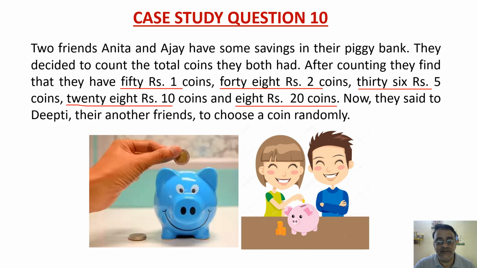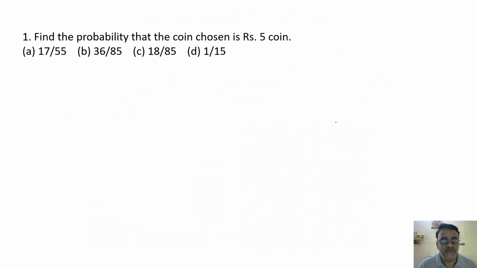So what is the total number of coins here? 50, 48, 36, 28 and 8. 170. 170. Very good. So total number of coins we got is 170. So based on that, find the probability that the coin chosen is rupees 5.